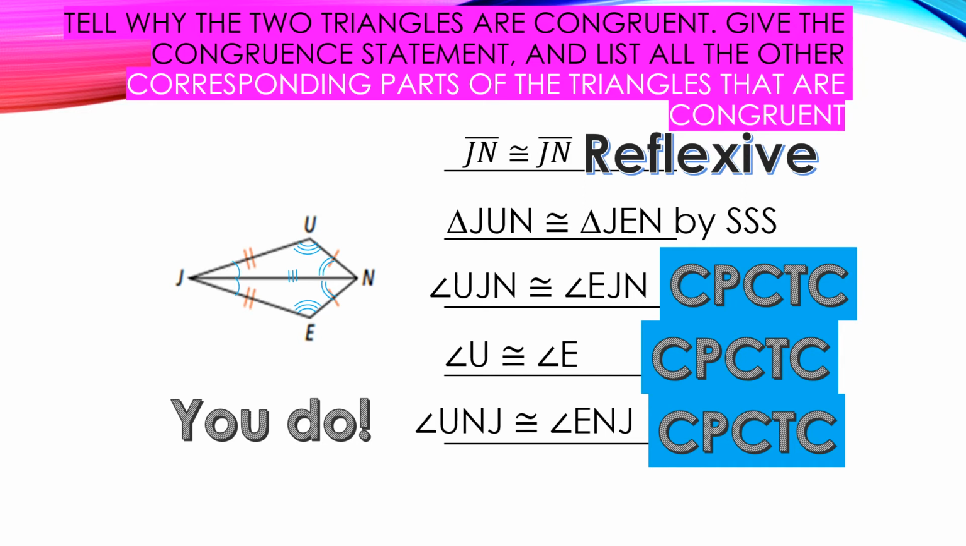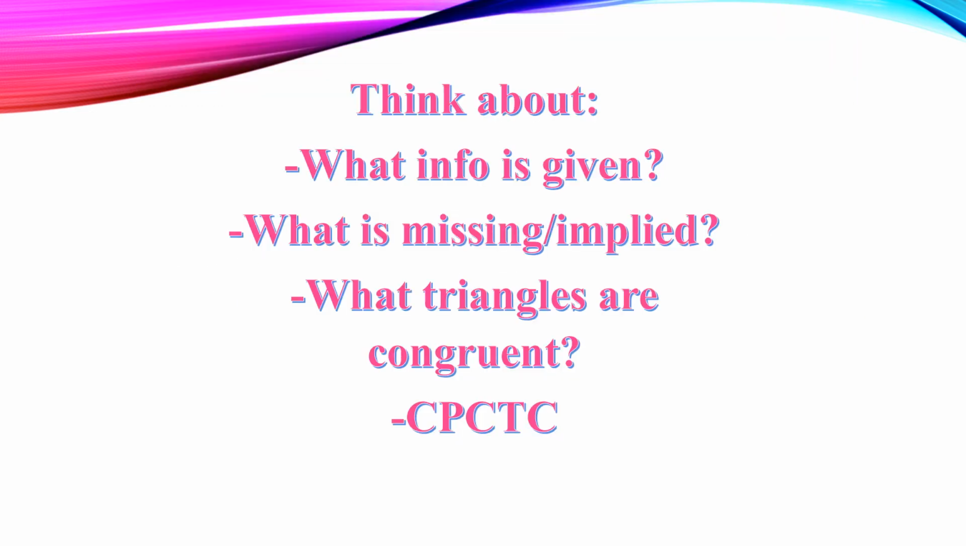So now we're going to put this into proofs. Okay, so this was pretty informal. For these next four problems, you're given your specific info and you need to get to the proof statement. So you want to think about what info you are given, what is missing or implied in the picture, what triangles you are going to prove to be congruent, and how you can use CPCTC.